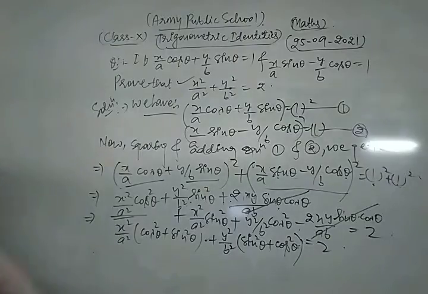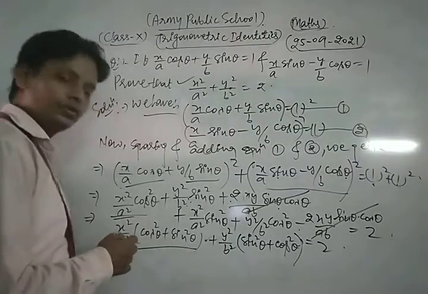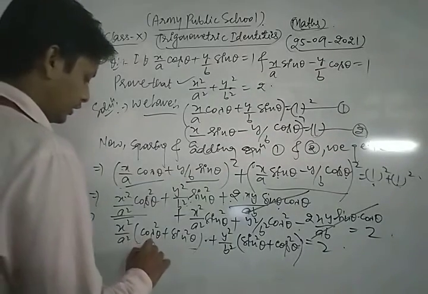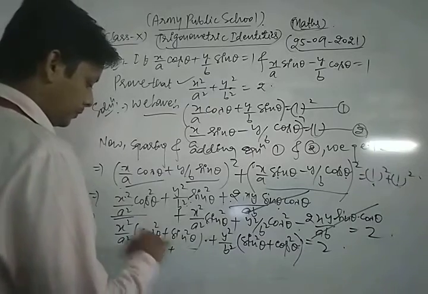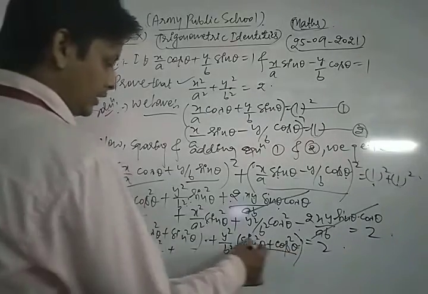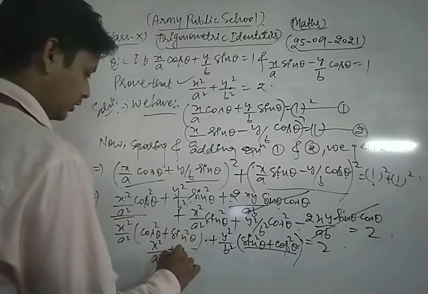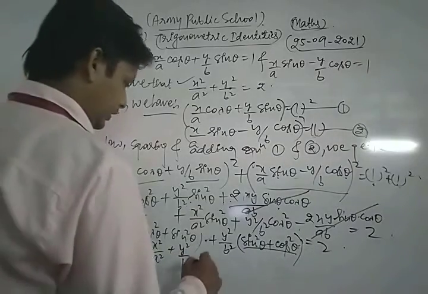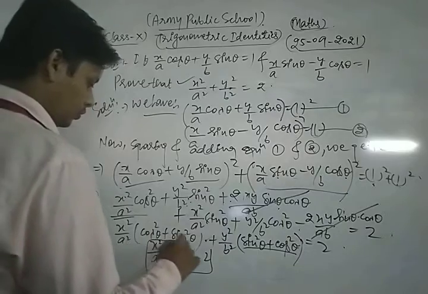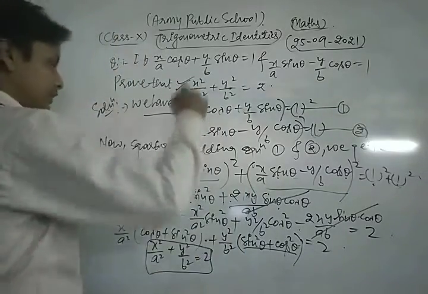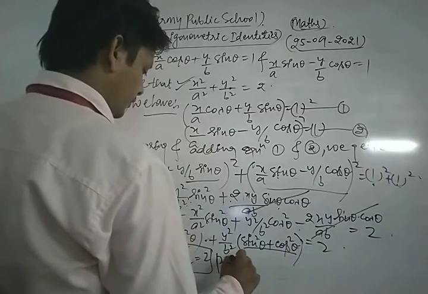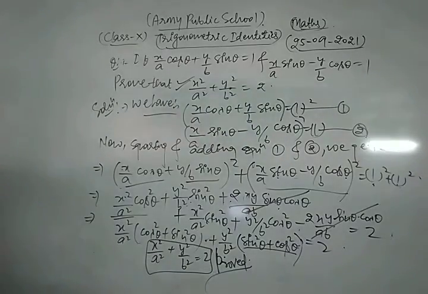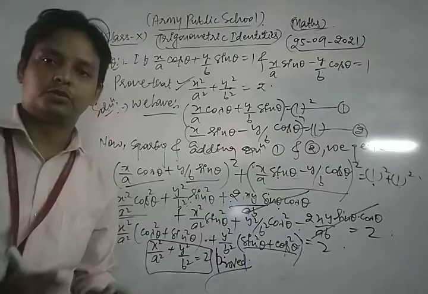Now look, you know that the identity sin square theta plus cos square theta is 1. So here we put x square upon a square into 1, so we get only x square upon a square, plus here sin square plus cos square is 1, so we get only y square upon b square, and it is equal to 2. So in this way we proved our result, hence proved. So x square upon a square plus y square upon b square is equal to 2.